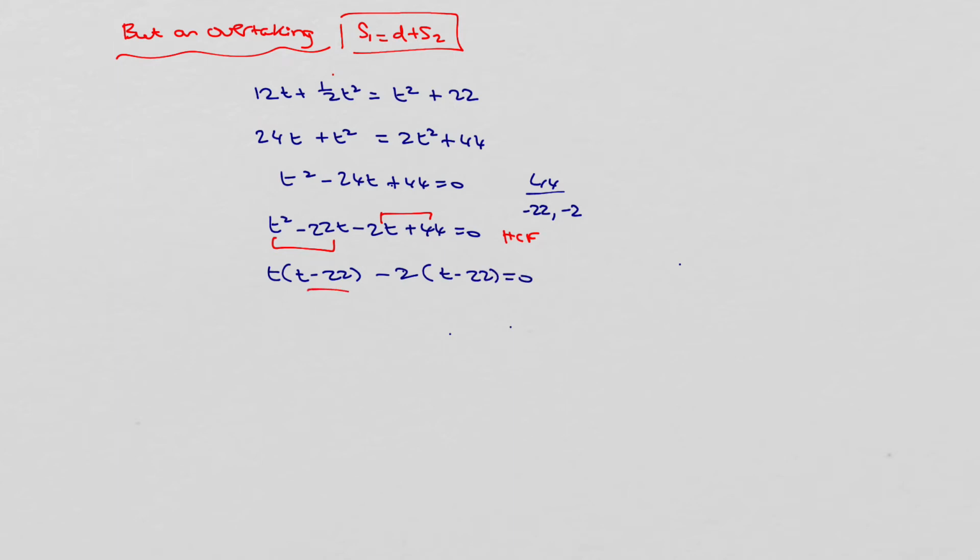And again, these two brackets are the same, so to get my highest common factor, I'm left with t minus 22 times t minus 2 equals 0. So that means that if both factors multiply to give us 0, one must be 0, or both must be 0.